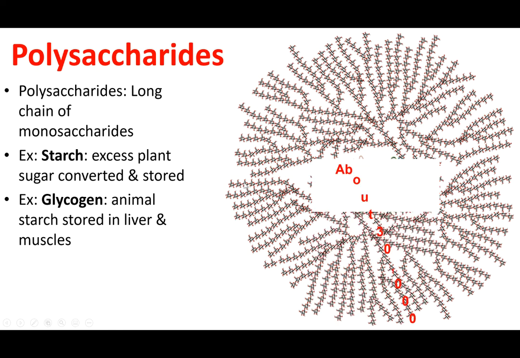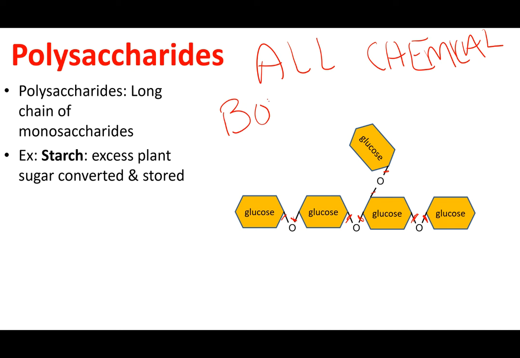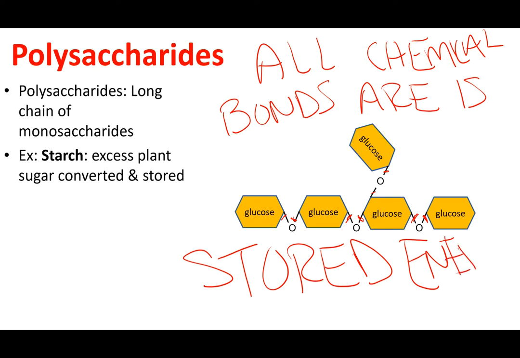Because remember, energy is contained in each one of these bonds right here. So this is where the energy is contained. Oh, I shouldn't circle the O's. Let me rephrase that. The energy is contained right here in these chemical bonds, right? Because all chemical bonds is energy storage. All chemical, and this will save you in chemistry and in biology, all chemical bonds is stored energy. All chemical bonds is stored energy.